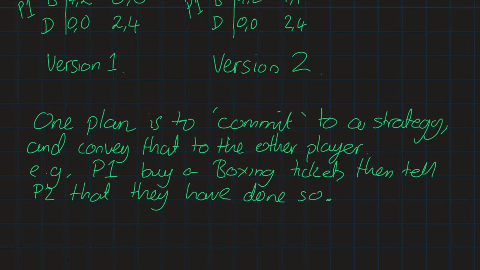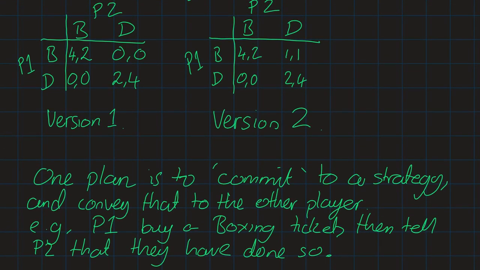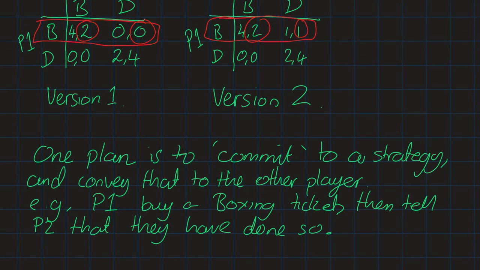Now player 2 has a choice. Well, if player 2 knows that player 1 has already purchased a boxing ticket, then the best thing that player 2 can do is also purchase a boxing ticket, because they have a choice between getting 2 and 0 in version 1 or 2, and 1 in version 2. So if player 2 knows that player 1 has already purchased a boxing ticket, it sort of forces them to also go boxing.